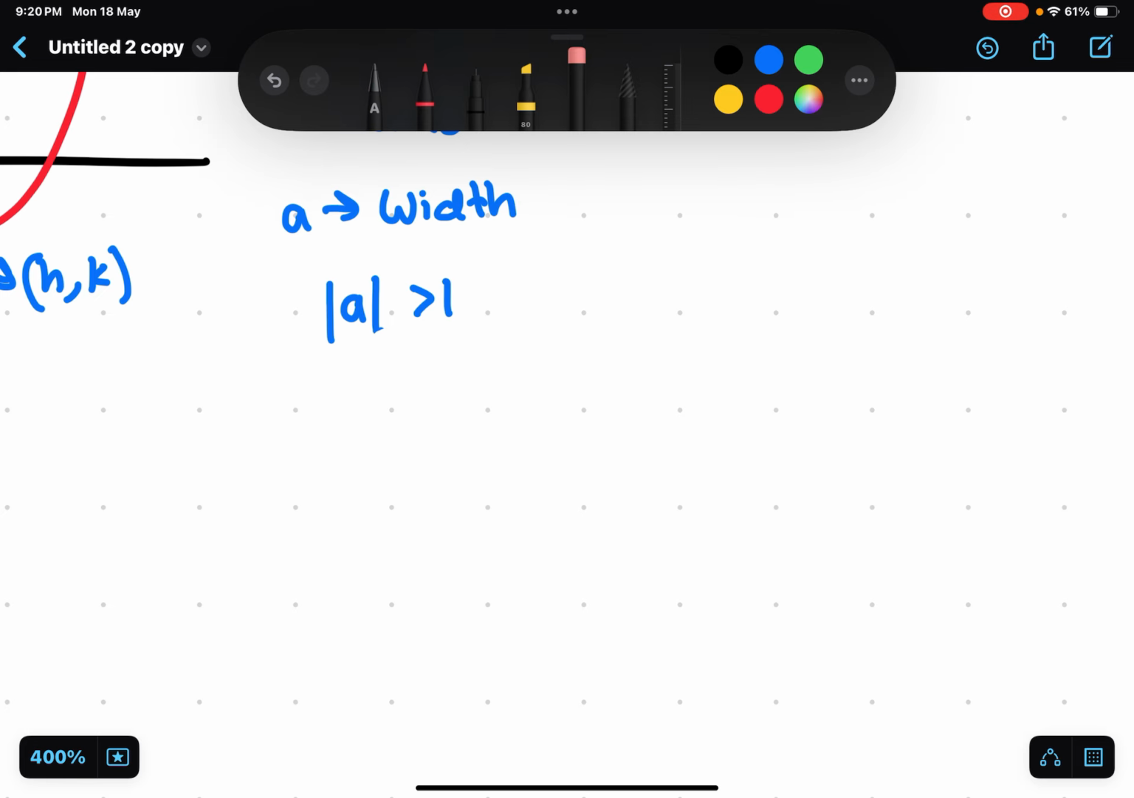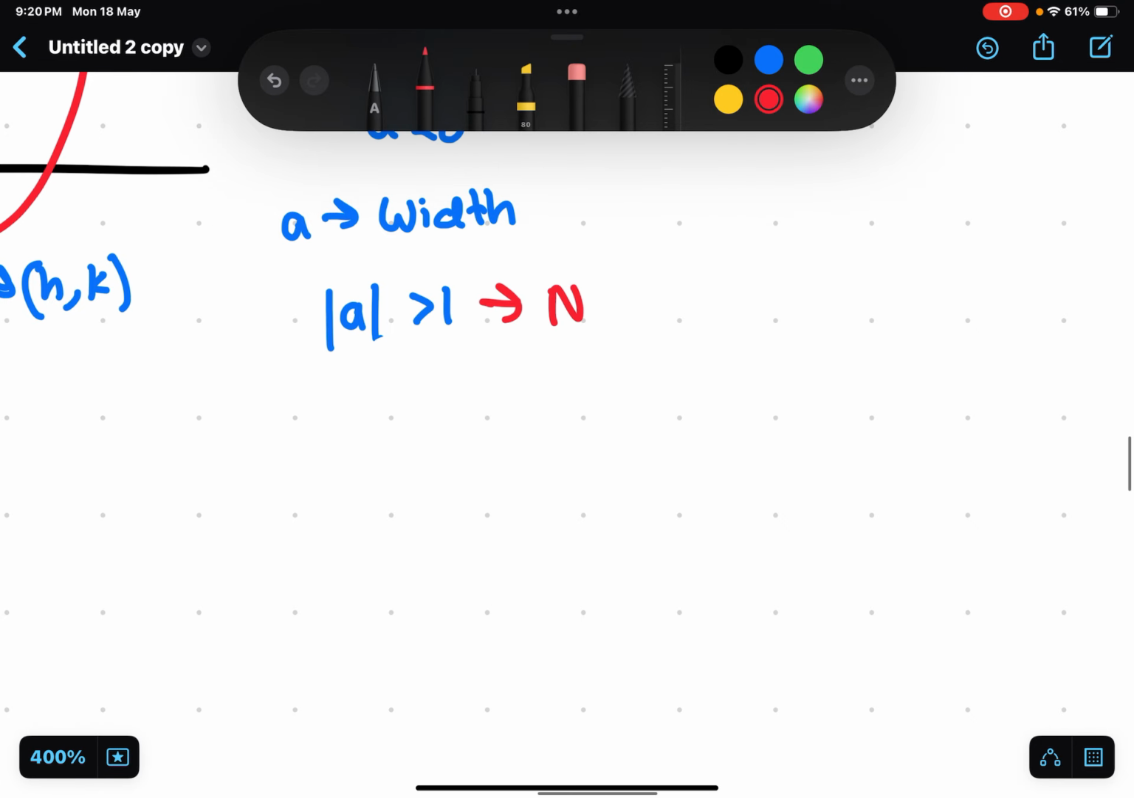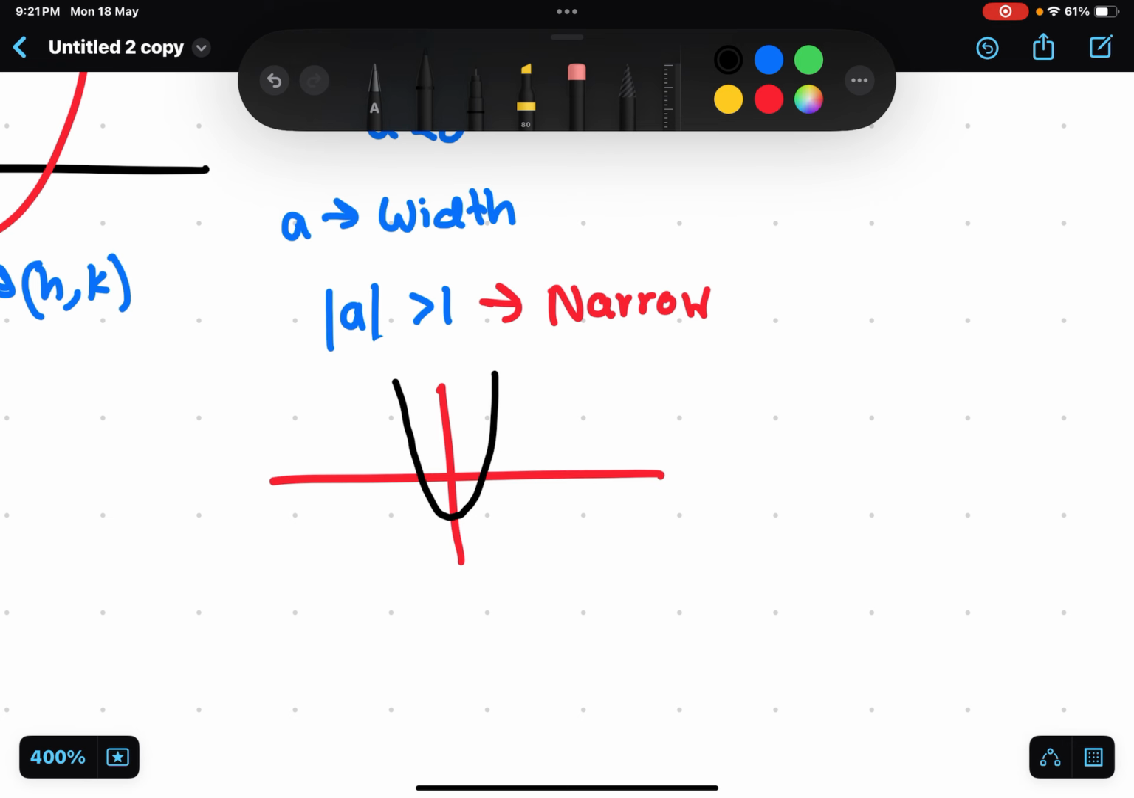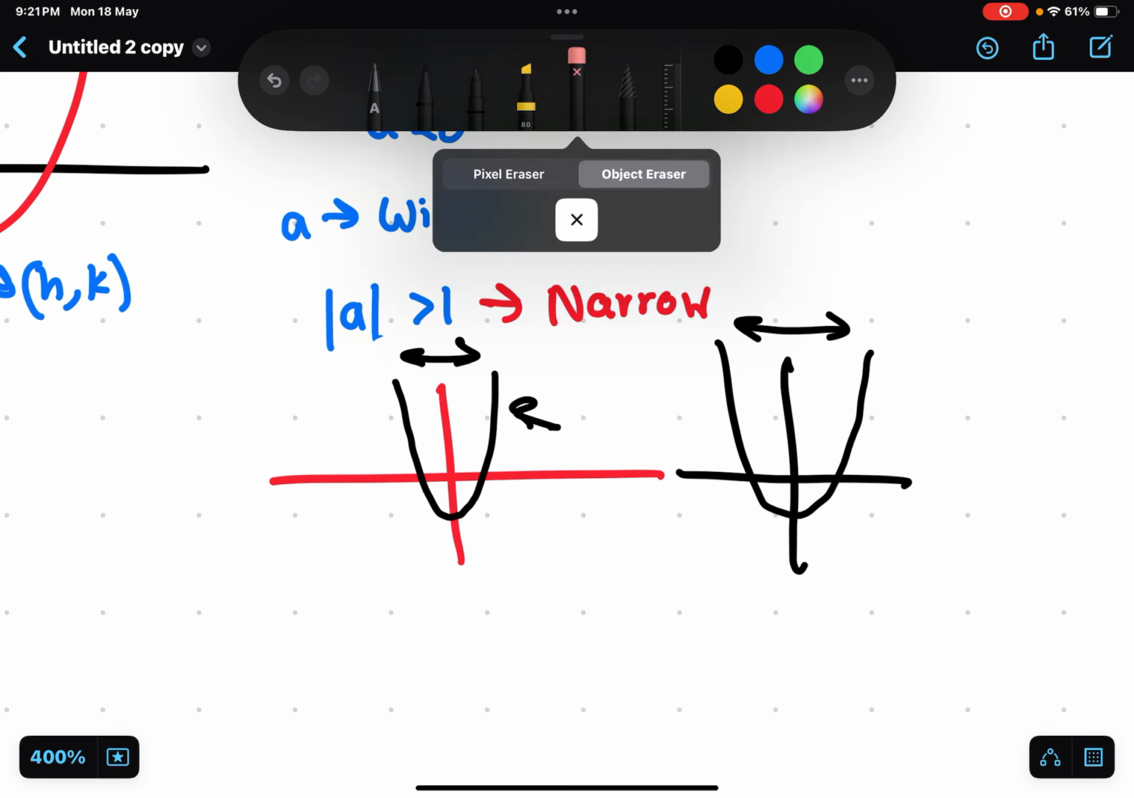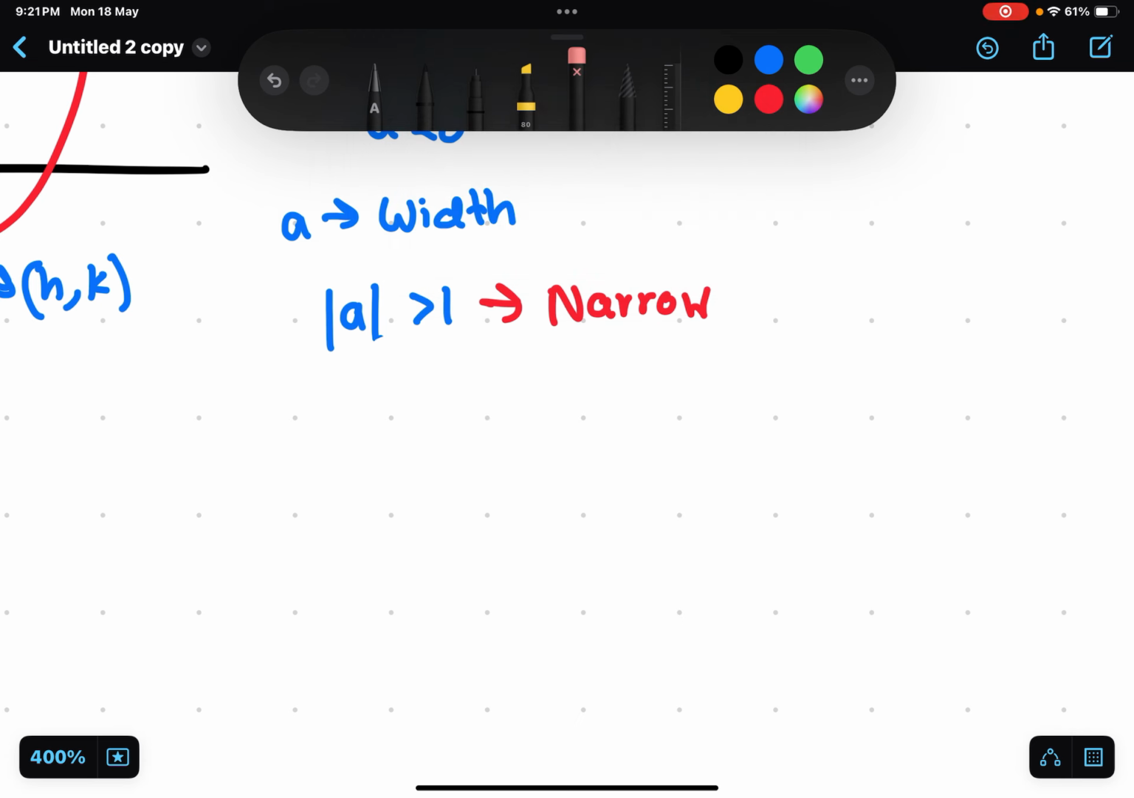Now, if the absolute value of a is greater than 1, then that means it's going to be more narrow. This is because the graph will look a bit like this, compared to a normal one, which might look like this. It has gotten a little bit narrow, you see? This one is more wide. That's the difference we mean by it being narrower.